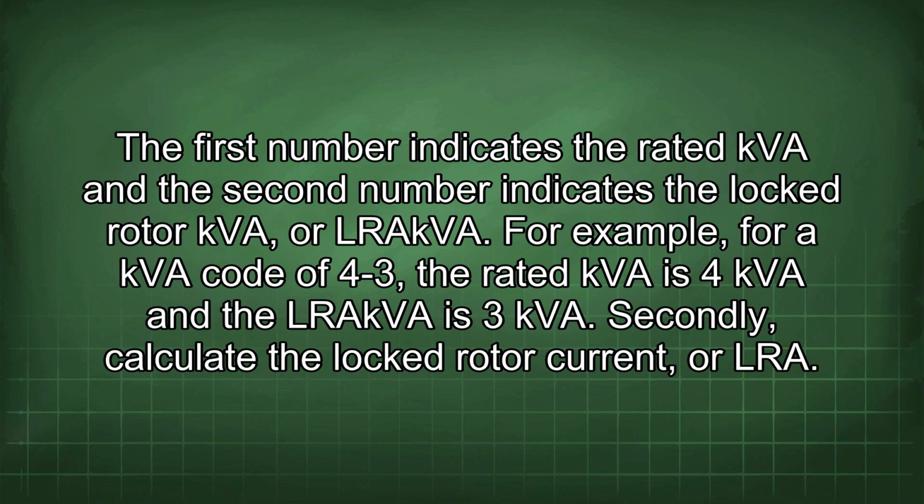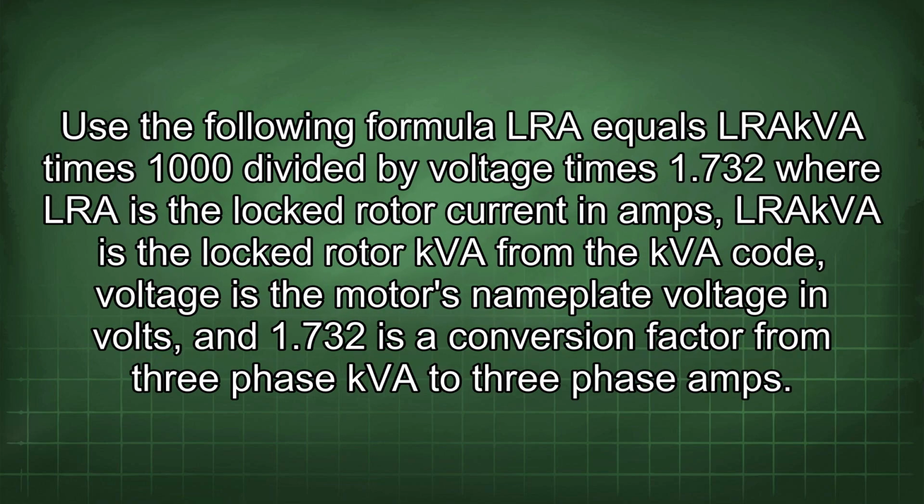Secondly, calculate the locked rotor current, or LRA. Use the following formula: LRA equals LR kVA times 1000 divided by voltage times 1.732, where LRA is the locked rotor current in amps, LR kVA is the locked rotor kVA from the kVA code, voltage is the motor's nameplate voltage in volts, and 1.732 is a conversion factor from 3-phase kVA to 3-phase amps.